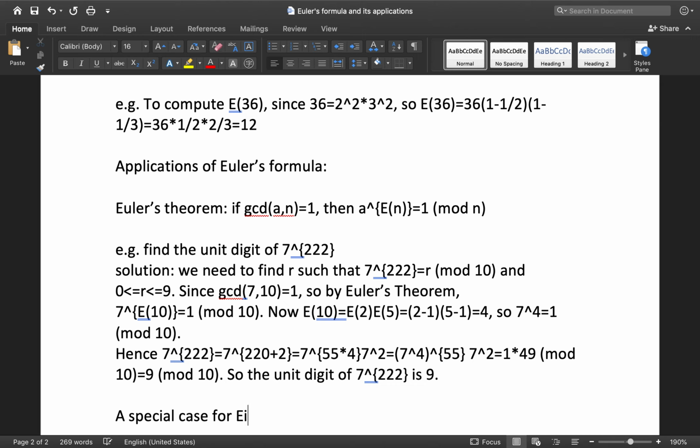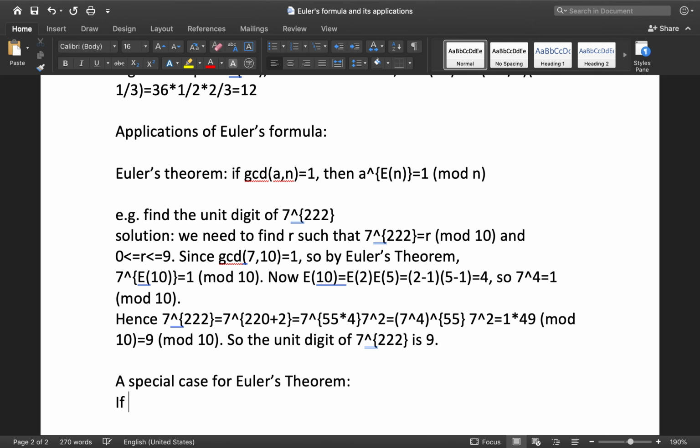as a special case for Euler's formula, Euler's theorem, is this. If P is a prime number, and GCD of A and P is equal to 1, then you have this relation: A to the power P minus 1 is always equal to 1 modulo P.